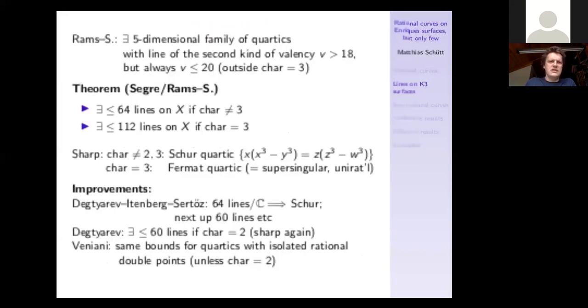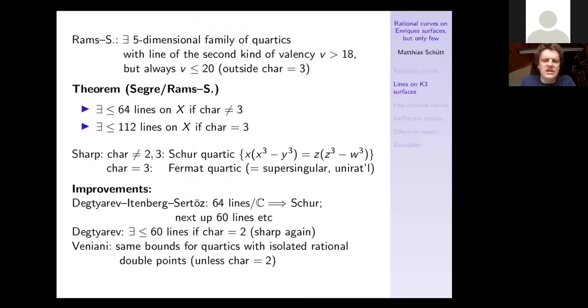But then some 60, 70 years later, Schütt and I realized that this does not hold true. So there is one five-dimensional family of quartics which does not fulfill this valency, but we at least have valency at most 20 outside characteristic 3, but you have to deal with this extra family. The advantage is that it has some extra symmetries and is nice enough.